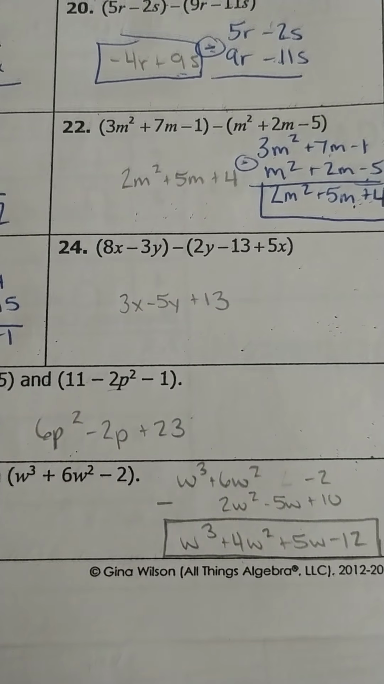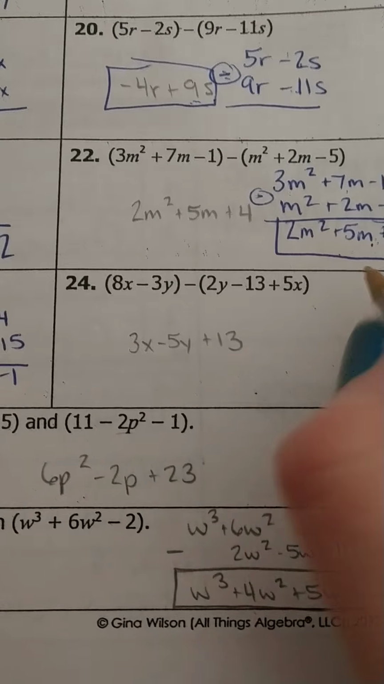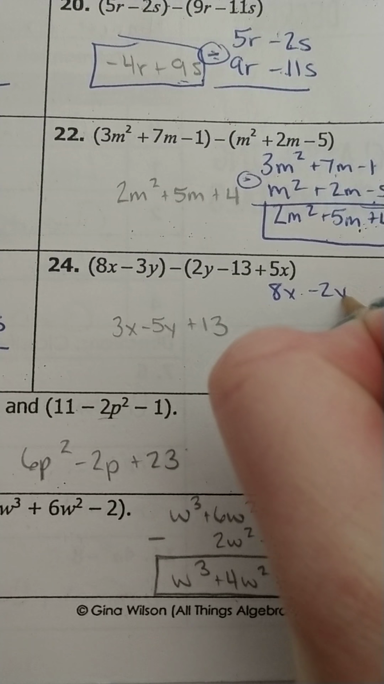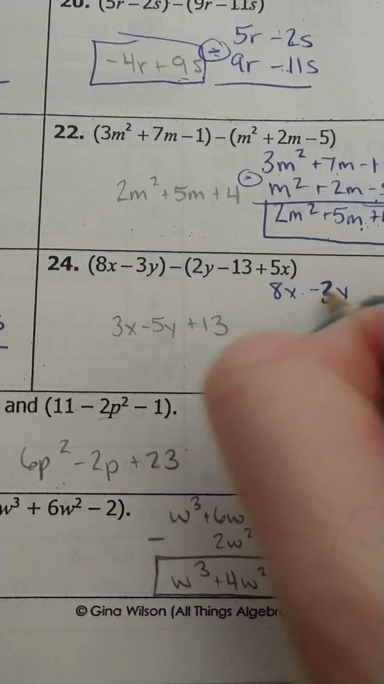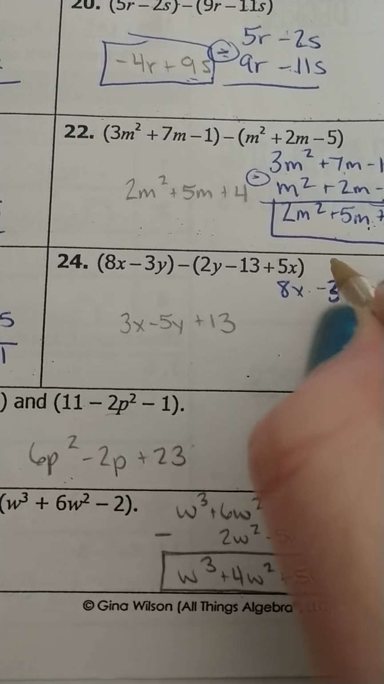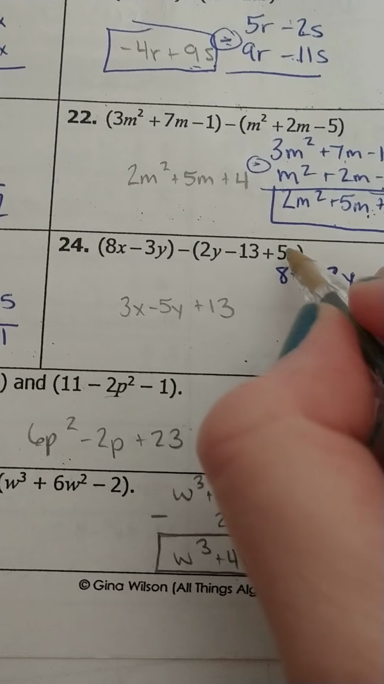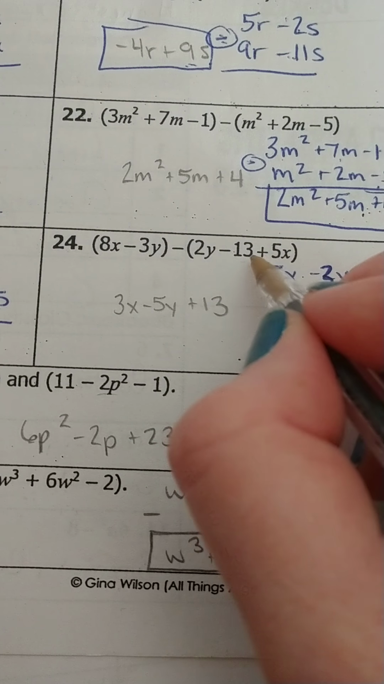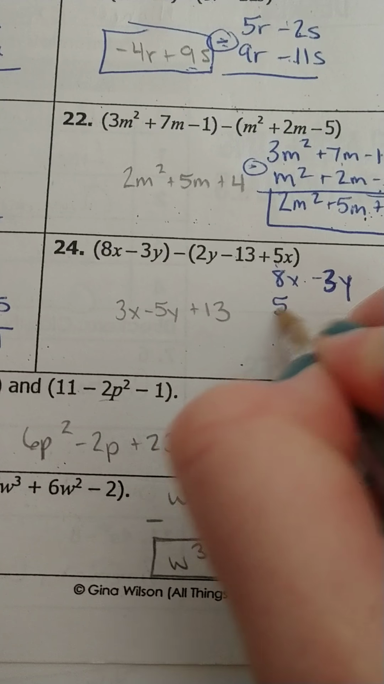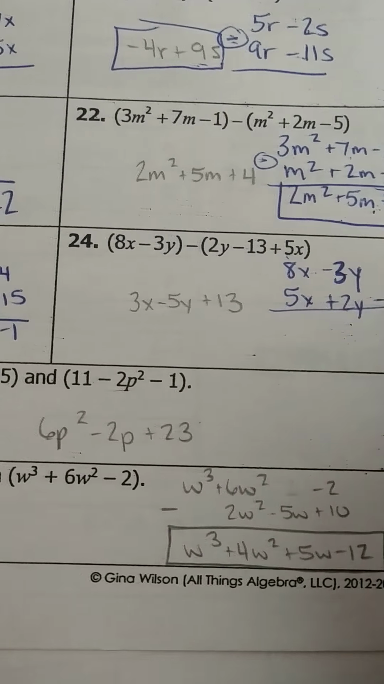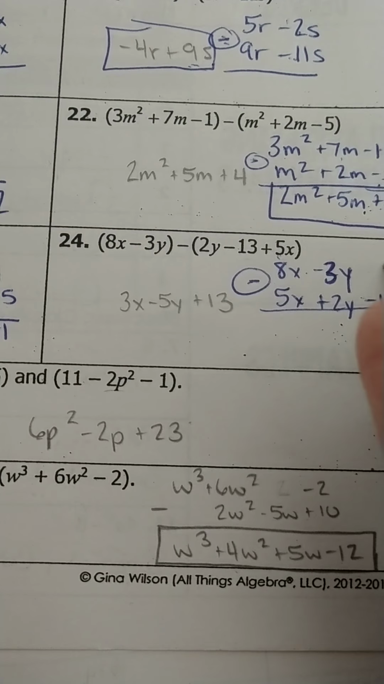And 24. X's over X's. Whoa, Y's over Y's. I don't know where I thought that 2 came from. And then, if I want X's over X's and Y's over Y's, then I have to readjust this one. So I'm going to have to put 5x plus 2y minus 13. Subtracting, and what do I fill in right here?